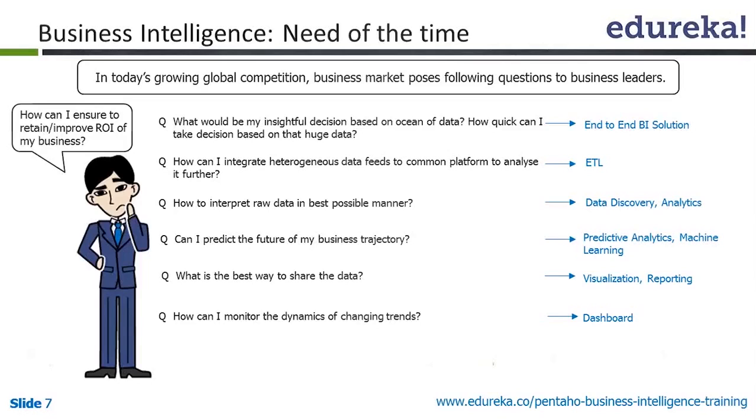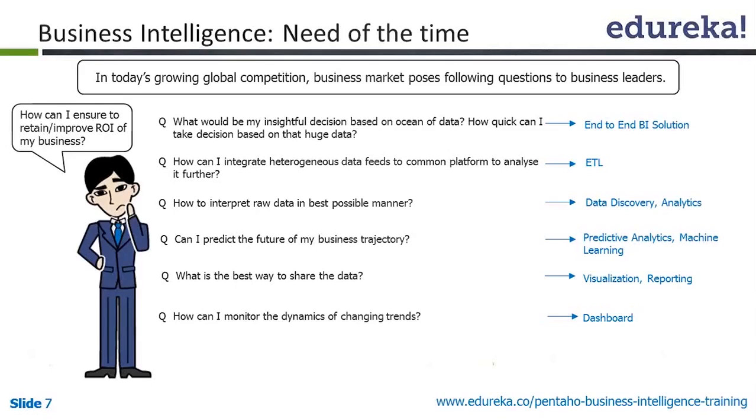How can I integrate heterogeneous data feeds to a common platform to analyze them further? Like I said, you can have any kind of source data available with the organization which can be analyzed. To transform it into a form which can be understood by the business tools, you can do it through ETL, which is extract, transform, load. How to interpret raw data in the best possible manner? It's basically through any kind of data you have.